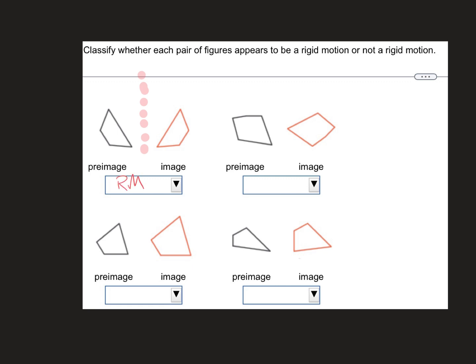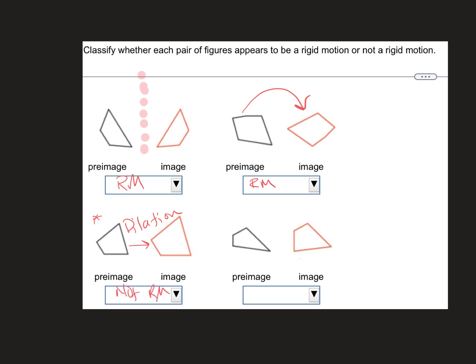On number 2, it looks like a rotation, so I'm going to call this a rigid motion. On this one right here, it looks like a dilation. It's changing the size. The shape is the same, but the size has changed and the new one is bigger. So this is not a rigid motion.